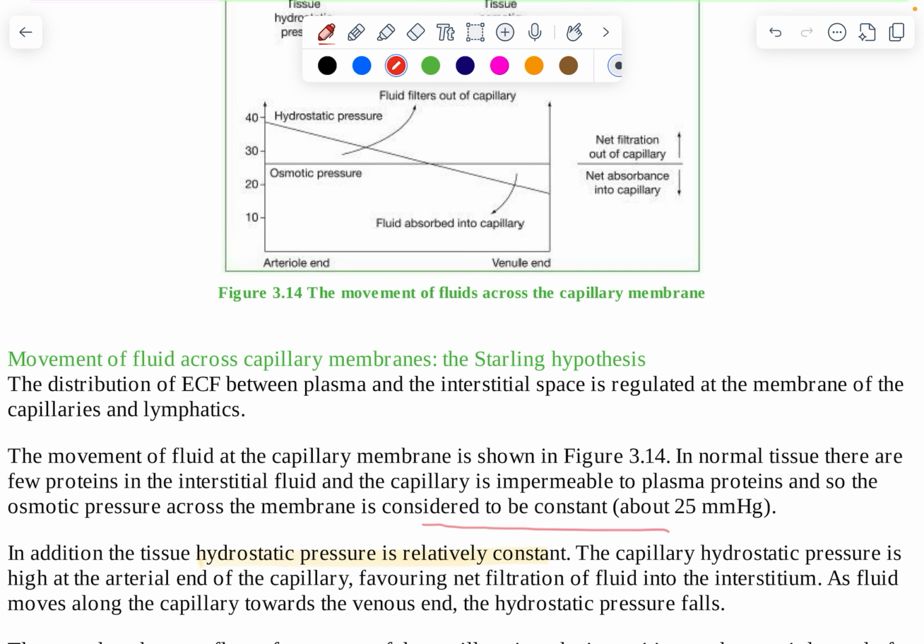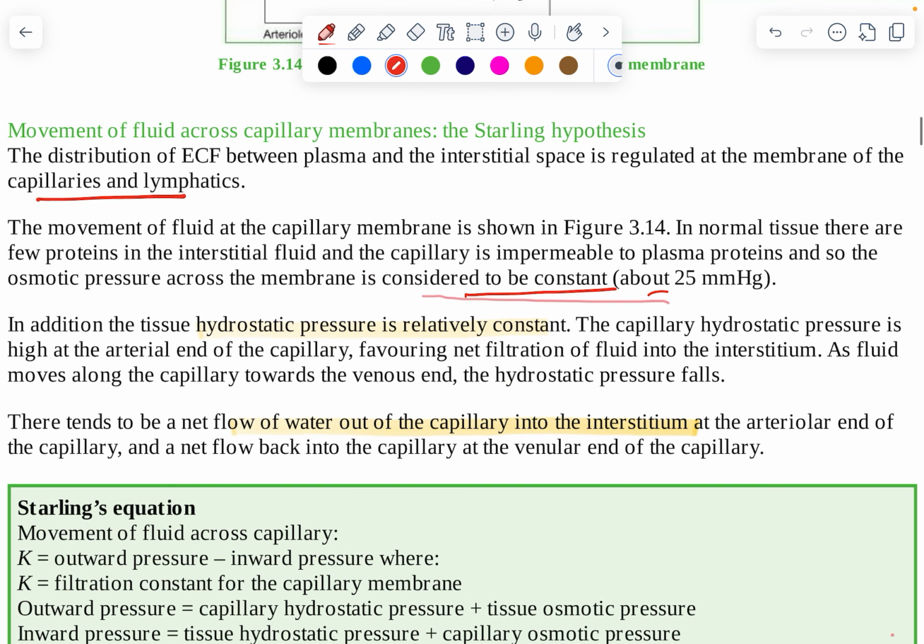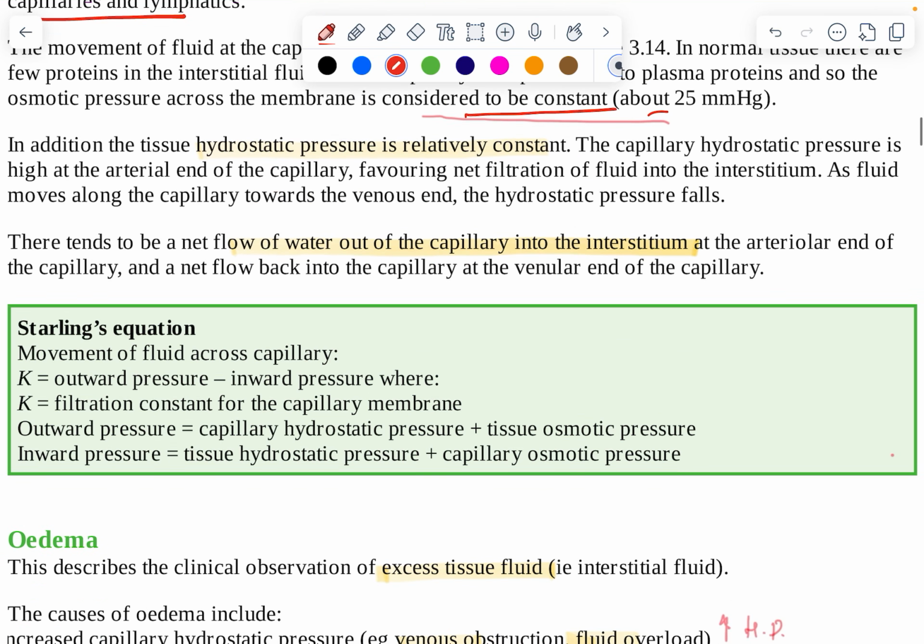Movement of fluid across the capillary: according to the Starling hypothesis, the distribution of extracellular fluid between plasma and interstitial fluid is regulated by the membrane of the capillaries and the lymphatics. The movement of fluid at the capillary membrane is shown in normal tissue that has few proteins in the interstitium. The capillary is impermeable to plasma protein, so the osmotic pressure is considered constant. In addition, the tissue hydrostatic pressure is relatively constant. Capillary hydrostatic pressure is high at the arterial end, favoring net filtration of fluid into the interstitium. So there tends to be net flow of water out of the capillaries into the interstitium at the arterial end of the capillary network.